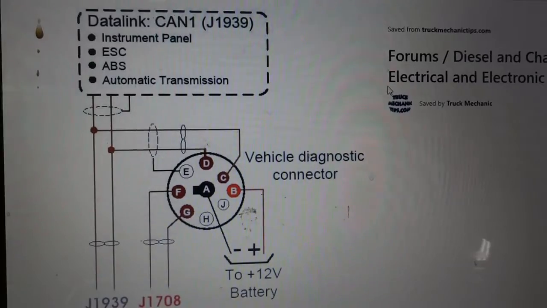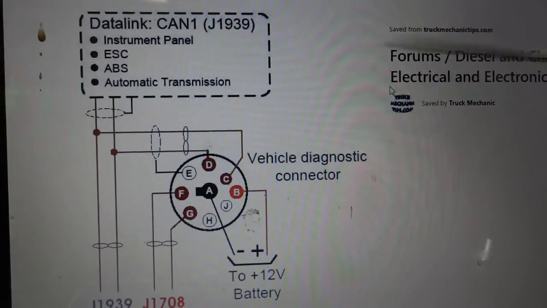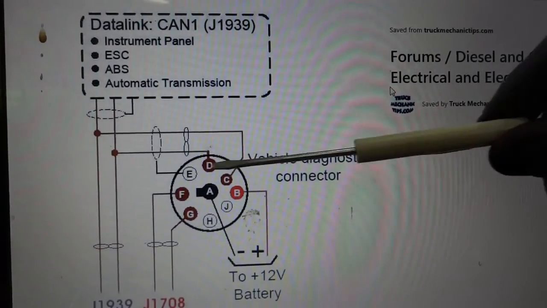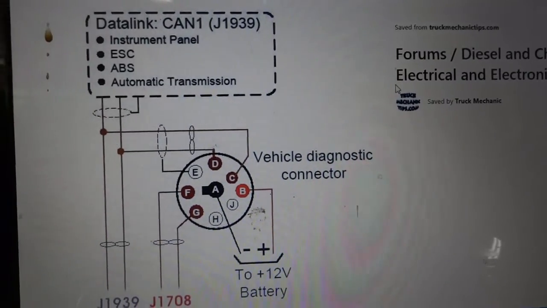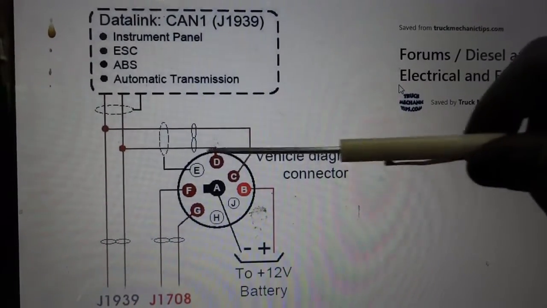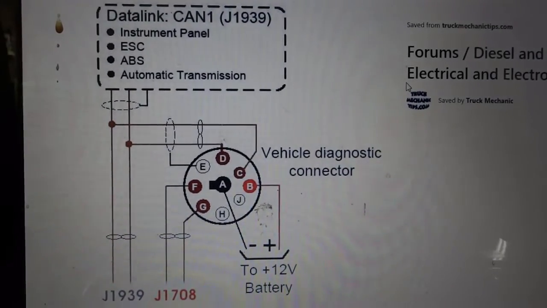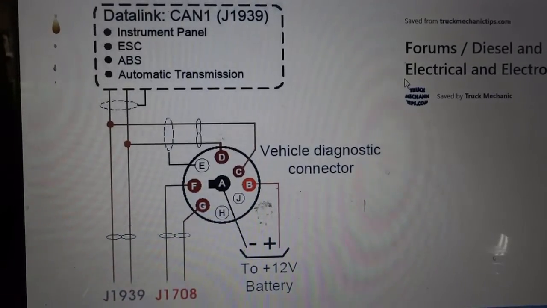So we're gonna go inside the bus, and this data link connector is under the steering wheel. We're gonna connect to D and C. We're gonna use our multimeter first to take a resistance measurement of the network. So now let's go inside the bus and take some measurements here at the data link connector.